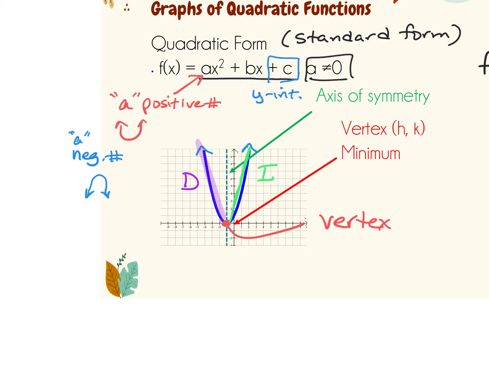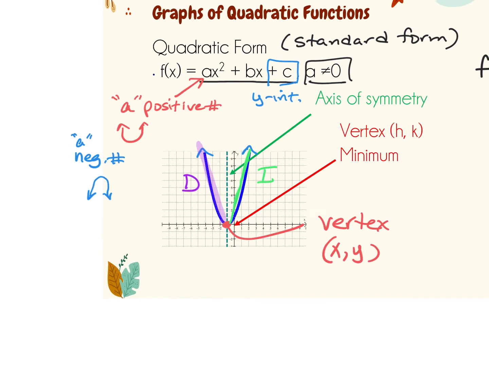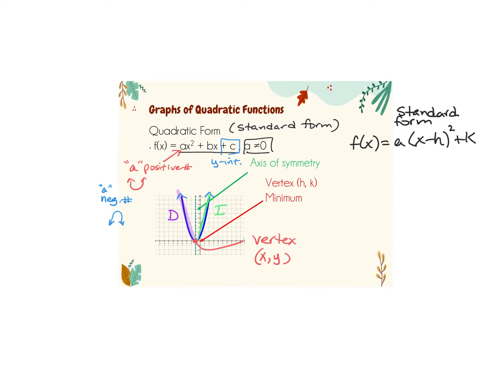Now, the vertex is actually an ordered pair. You could think of it as x and y, but if you notice in this standard form equation I wrote over here, the h and the k represent my vertex. So the numbers in those positions are going to be my vertex, and the vertex is always called (h, k).